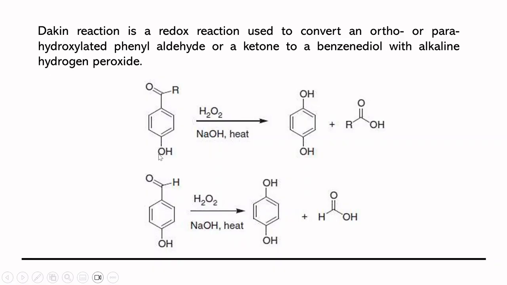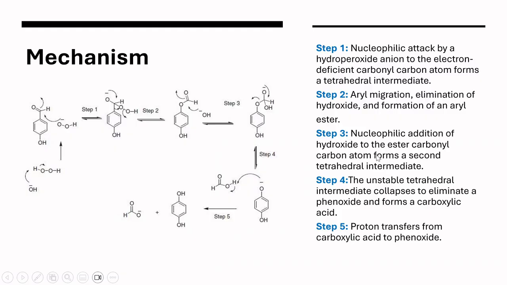So Dakin reaction is a redox reaction which is used to convert an ortho or para-hydroxylated aromatic aldehyde or ketone to a benzene diol with alkaline hydrogen peroxide. Side product will always be a carboxylic acid. Coming to the mechanism, the first step is the nucleophilic attack of the hydroperoxide anion at the electron deficient carbonyl carbon to form a tetrahedral intermediate in this manner.